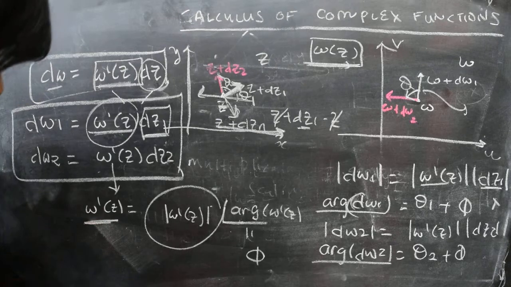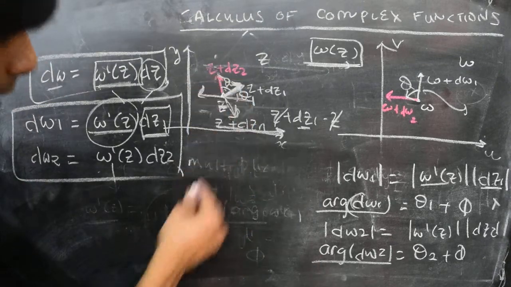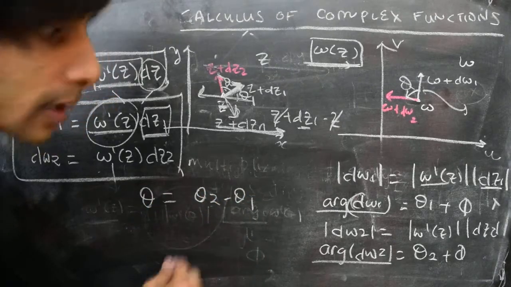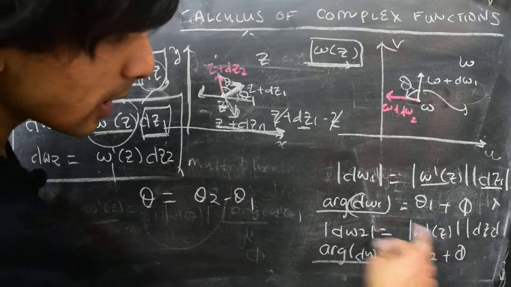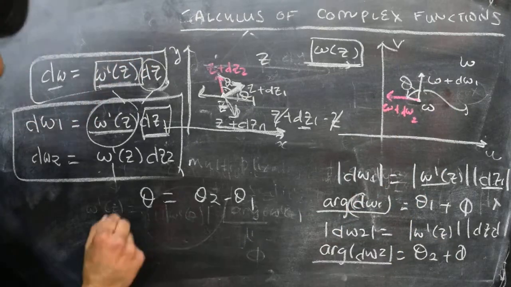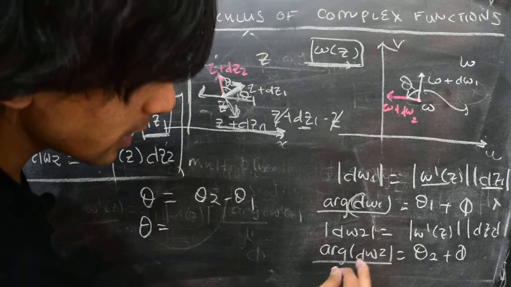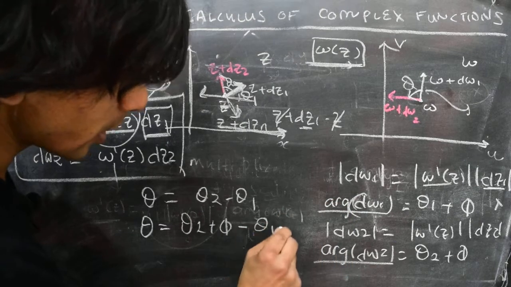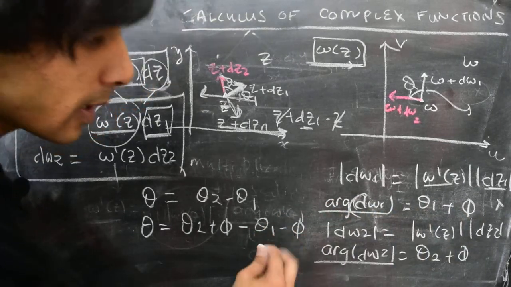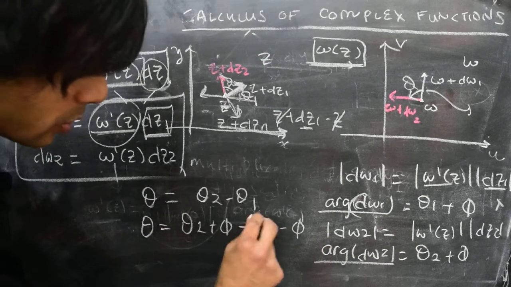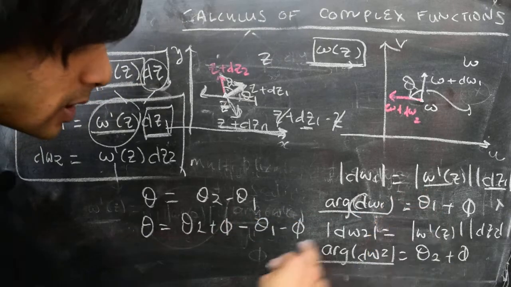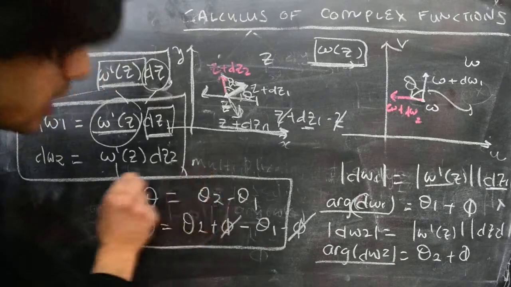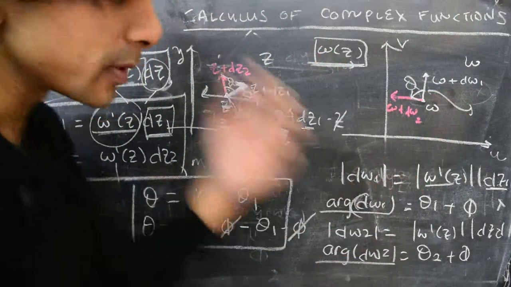which means that the angle between the vectors dw1 and dw2, if the angle between dz1 and dz2 was theta, which means theta is theta 2 minus theta 1, right? Then on the image plane, the angle between dw1 and dw2 will also be theta, because the angle that dw2 makes is theta 2 plus phi, minus the angle that dw1 makes, theta 1 plus phi. So when we subtract off the angle of dw1, we have minus theta 1 minus phi, and this cancels out, and so we find that the angle between these arrows on the image plane is preserved.